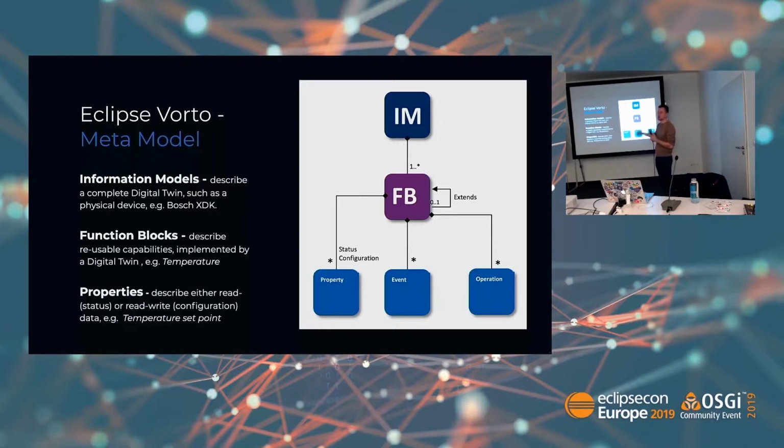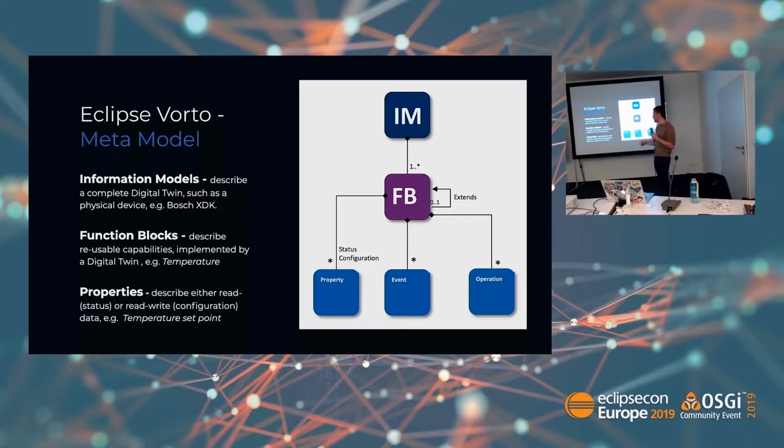So this information model represents a whole digital twin. Function blocks can be used inside those information models, and the function blocks are the blocks that abstract away the capabilities themselves. So in this case, we might think about temperature, humidity, rain, and stuff like that. They can be reused in different information models, and that's one of the core things you have to think about. So you have different devices, different information models, but all those information models use the same function blocks, which makes them very comparable.